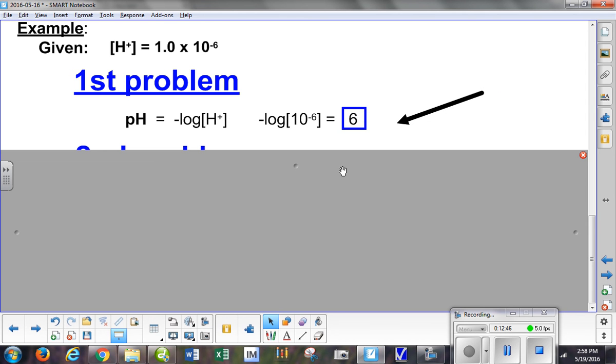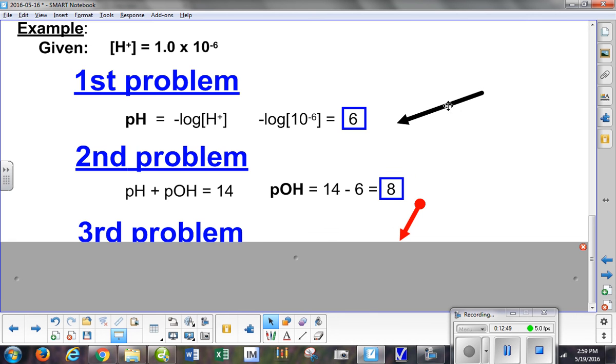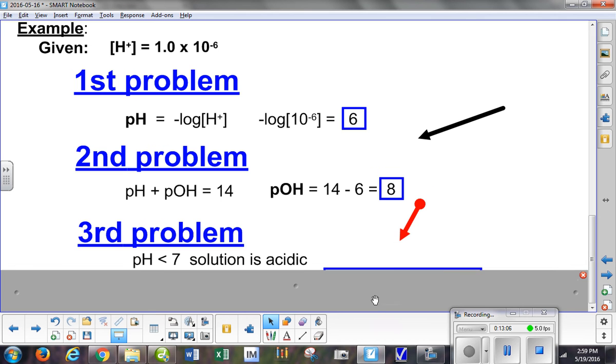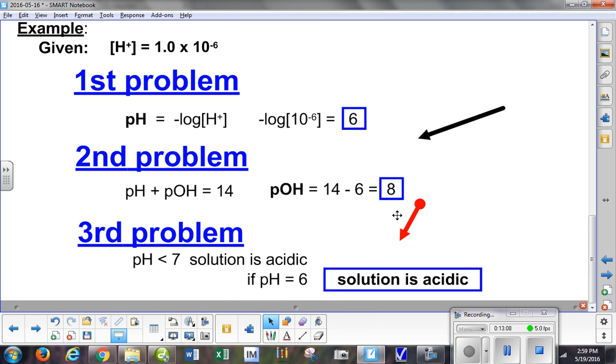Second part of the problem, we simply know that pH plus pOH is 14. So to get the pOH, we just subtract this 6 from 14, and that gives us the 8. And that's called the pOH. And the last thing we have is the pH is less than 7, means the solution is acidic. That is our reason for our answer.